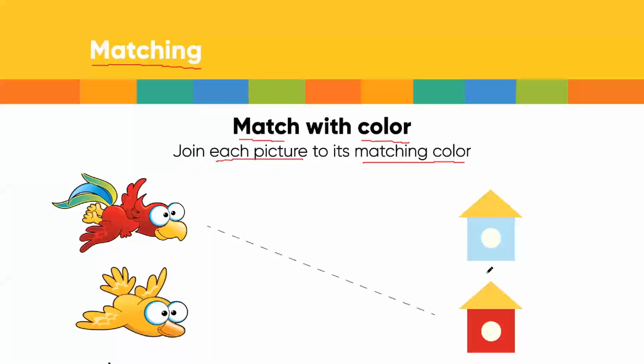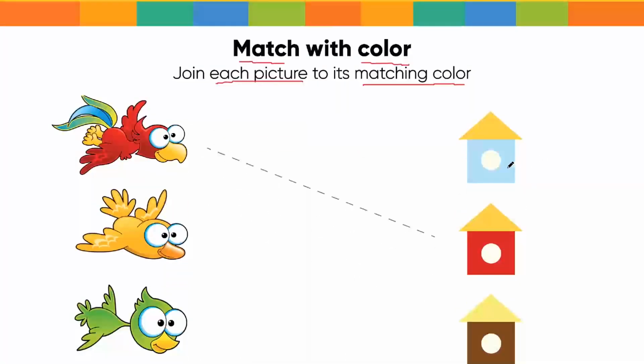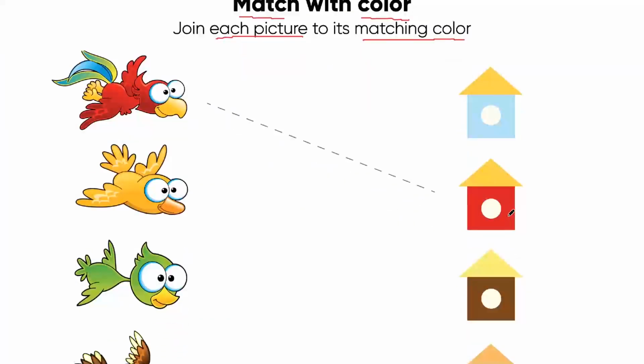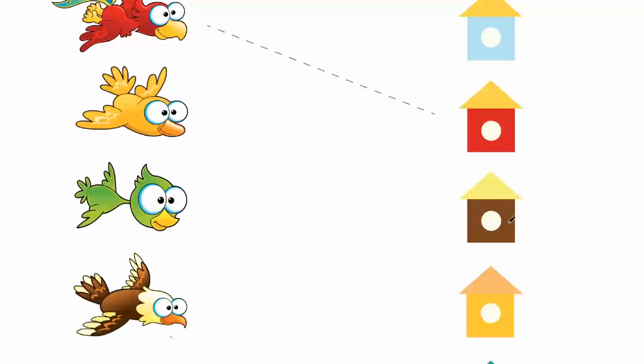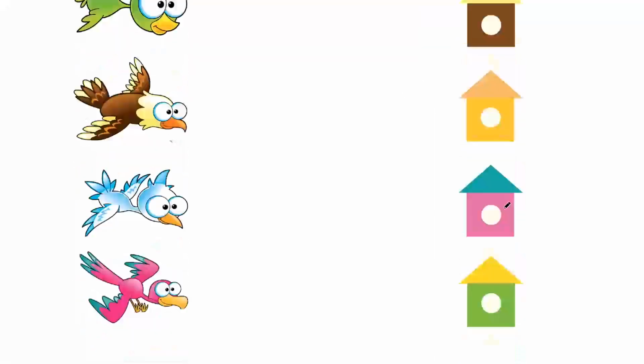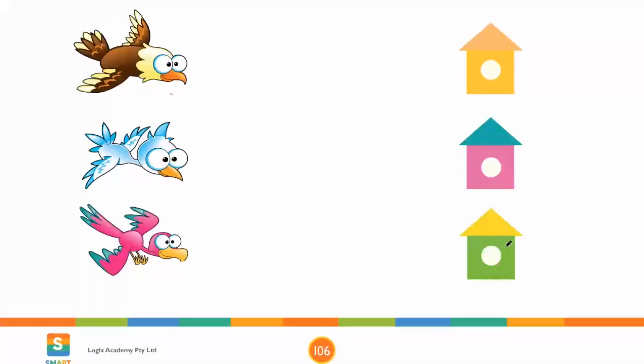these birds' nests, right? And these birds' nests are of different colors. For example, this one is blue in color and this one is red in color. This is brown in color. This is yellow in color. This is pink in color. And this one is green in color.